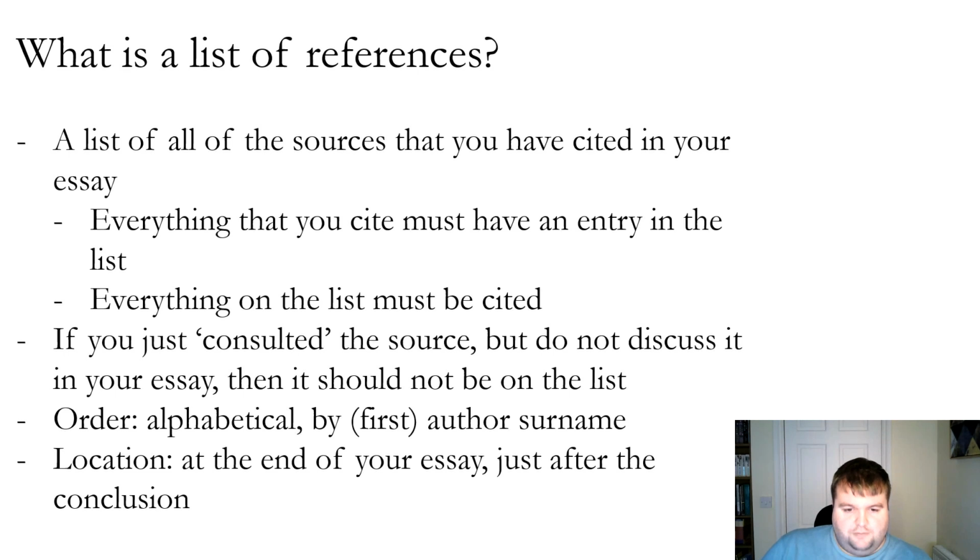The list itself should be ordered alphabetically by the surname of the author. If there's more than one author, then obviously you go for the first author's surname. The list itself is located at the end of the essay, just after the conclusion. And if you do have an appendix, then that would come after the references list. So the appendices would come after the references if you have any.